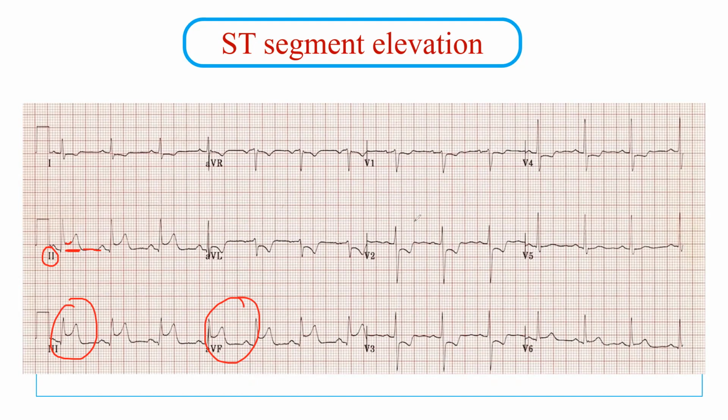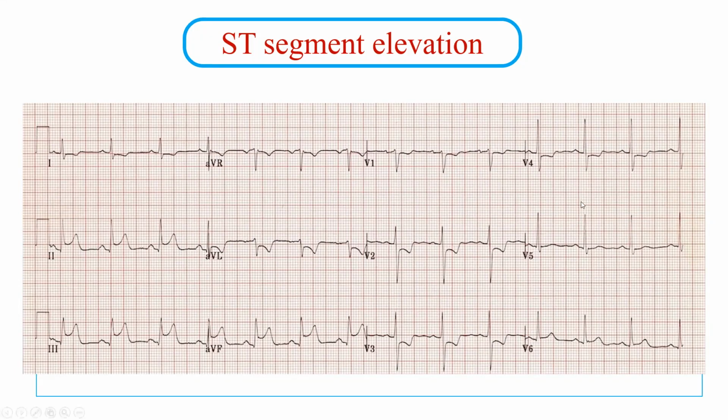So if you look at the V2, you'll find depression here. V3, depression. V4, some depression as well. And even AVL, you have some depression, which is the lateral wall, which is opposite to the inferior wall as well. So this reciprocal depression also supports the diagnosis of STEMI, which is the ST segment elevation myocardial infarction.